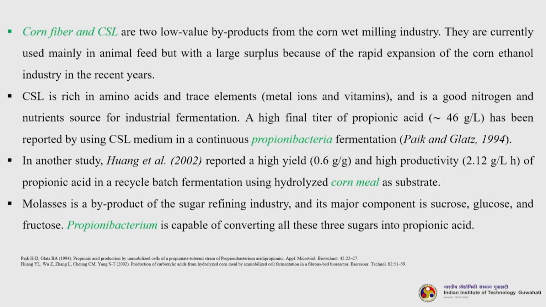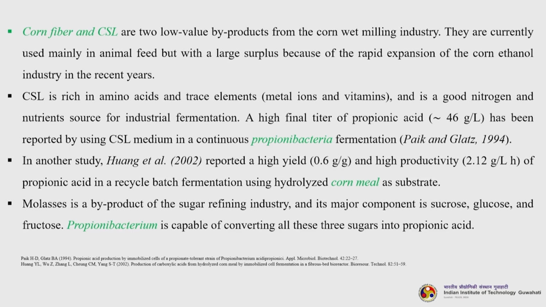Corn fiber and corn steep liquor are two low value byproducts from the corn wet milling industry. They are currently used mainly for animal feed purposes, but with a large surplus because of the rapid expansion of the corn ethanol industry in recent years, they are being unused. Corn steep liquor is rich in amino acids and trace elements, such as some metal ions and vitamins, and is a good nitrogen and nutrient source for industrial fermentation. A high final titer of propionic acid, almost 46 grams per liter, has been reported by using corn steep liquor medium in a continuous propionibacteria fermentation.